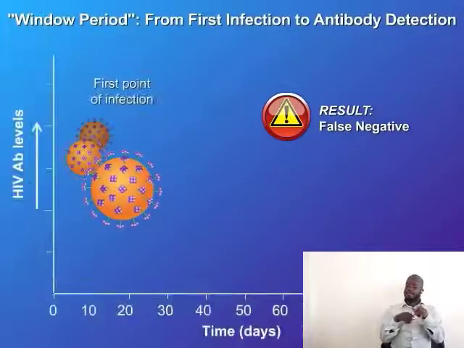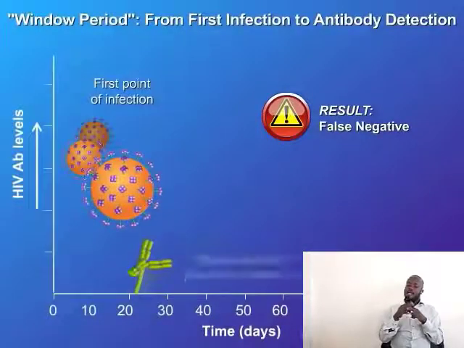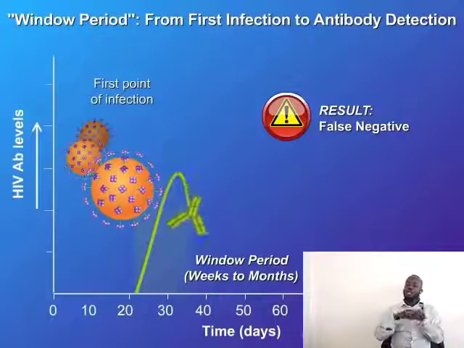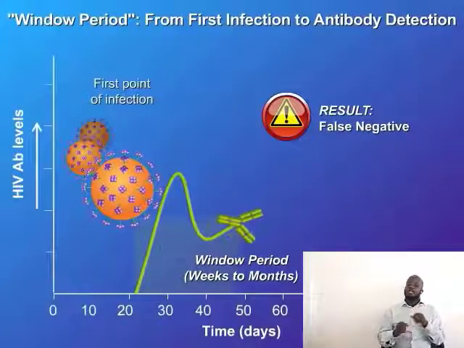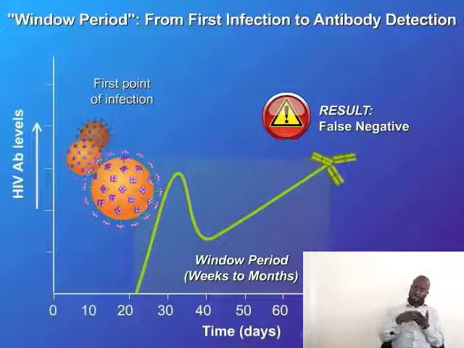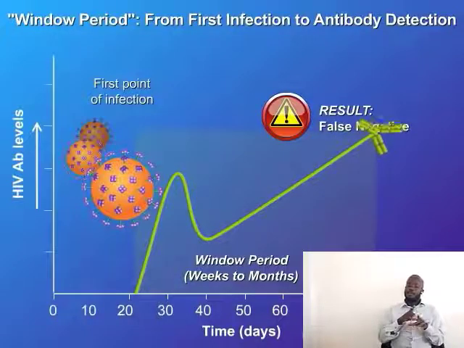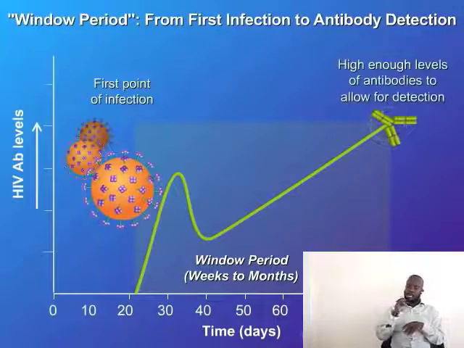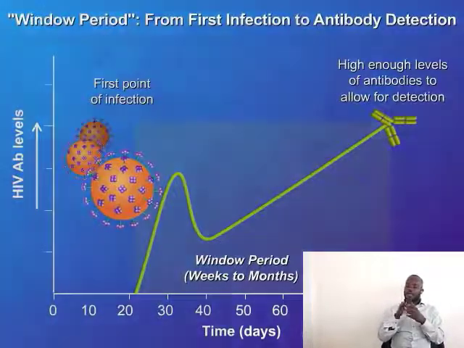A false negative result typically gets recorded during the so-called window period following potential exposure to HIV infection. The window period, usually weeks to months, is the time it takes from the first point of infection for enough HIV antibodies to be produced at levels that are detectable within the blood.